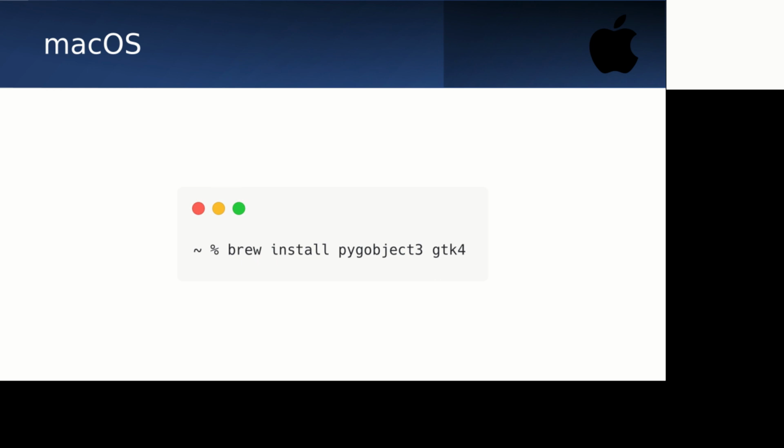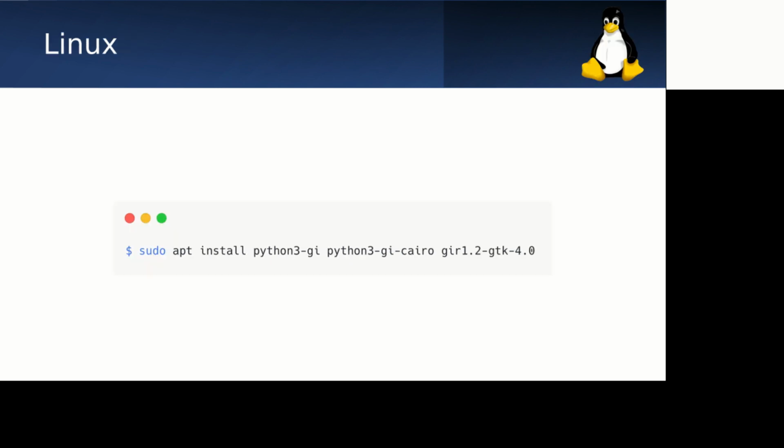On macOS, we just run brew install PyGObject3 and GTK4. That's a lot easier than Windows, wasn't it? And on Linux, if you were in Ubuntu, you'd run sudo apt install, and then once again, a couple of libraries: python3-gi for GObject introspection, and then a Cairo version of that, and then the GTK4 library.